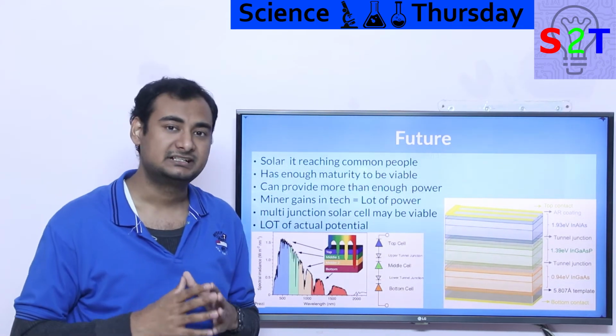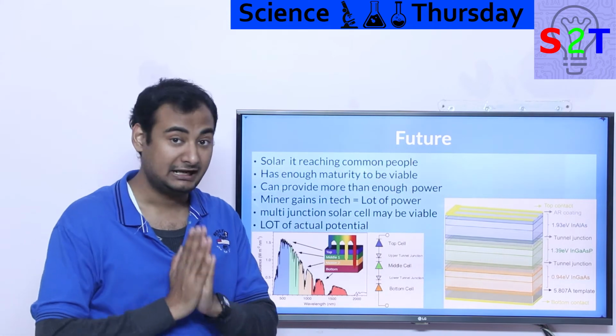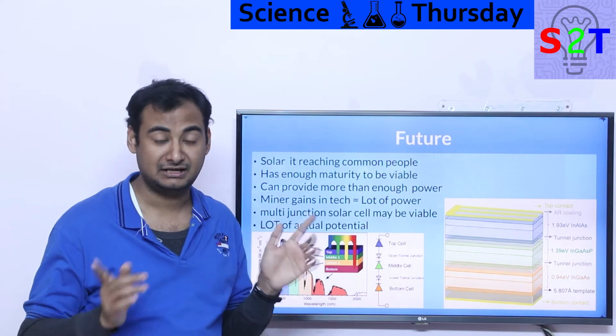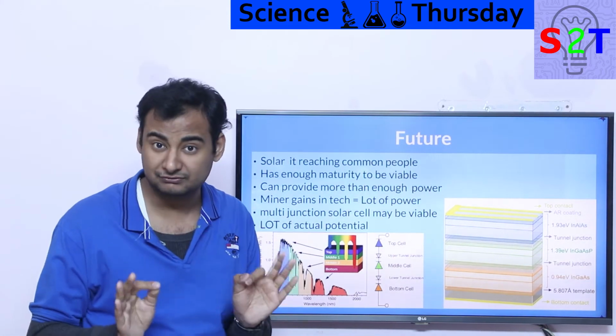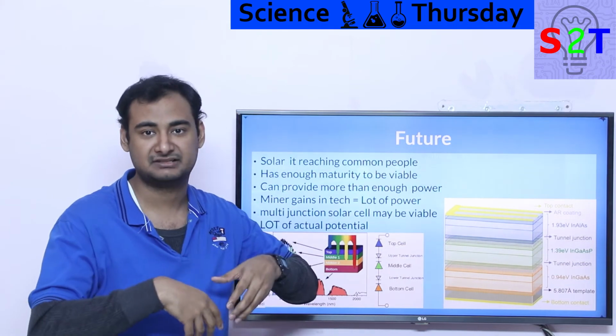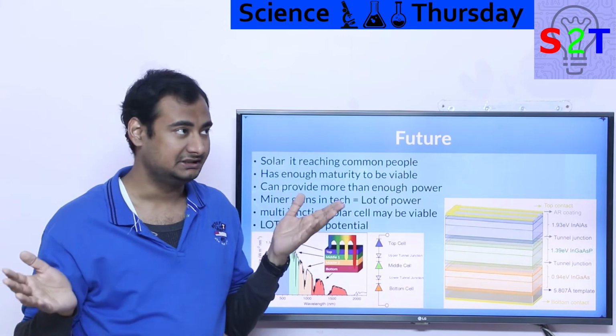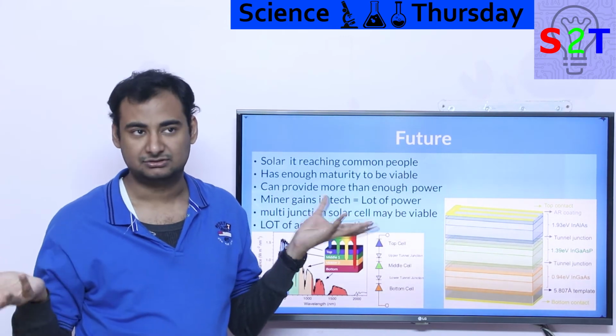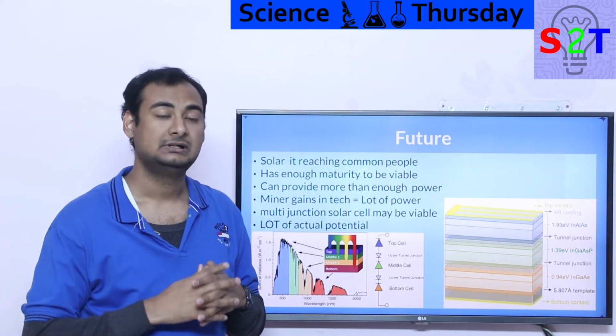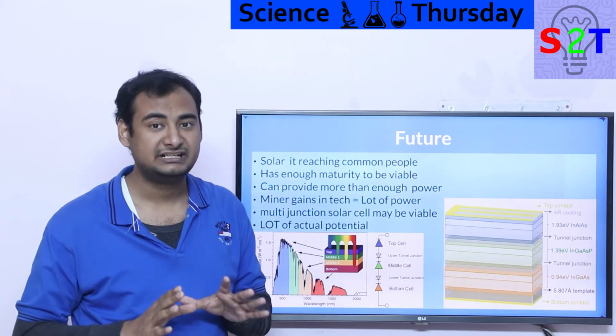Another aspect, it can provide more than enough power. And I'm not talking about covering every single patch of land. I'm talking about if you cover every single rooftop that can be covered. I'm not talking skyscrapers, I'm talking schools, airports, hospital buildings, small family households. All those things, you will have more than enough power.